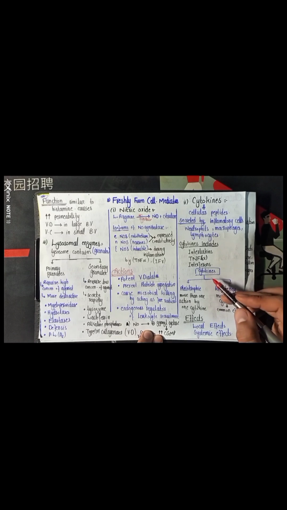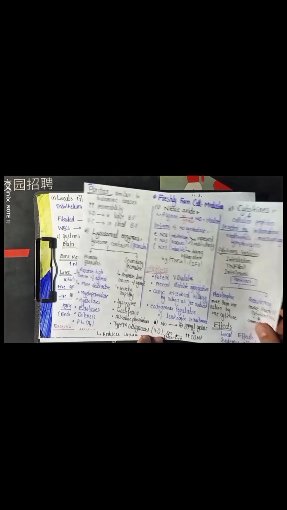The effects of the cytokines may be pleiotropic or redundant. Pleiotropic means that more than one action is performed by a single cytokine, whereas redundant means that multiple cytokines produce a single or common effect. The effect produced by the cytokine may be local or systemic.